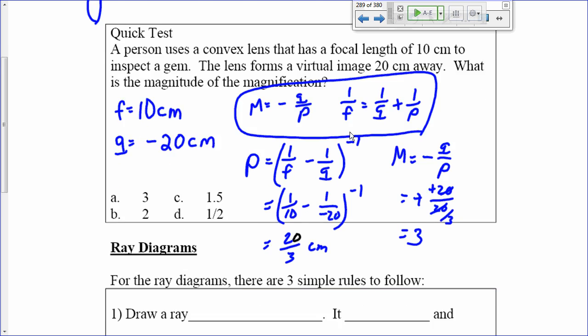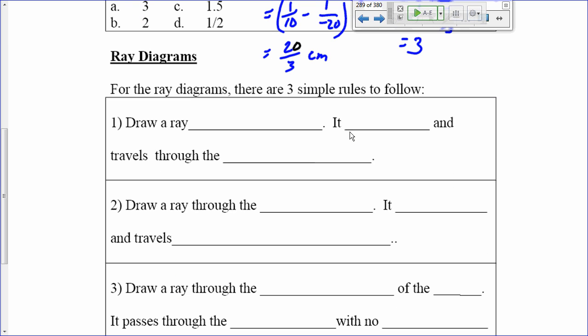All right, we're going to do ray diagrams. Likely on the next exam, you'll have to either draw a ray diagram, or you'll see it on a multiple choice question where I give you a series of rays and one of them will be correct or incorrect, and you have to pick out which one. These are very similar to what we had for mirrors, with some simple rules. The first is: draw a ray parallel to the axis. It refracts and travels through the focal point.